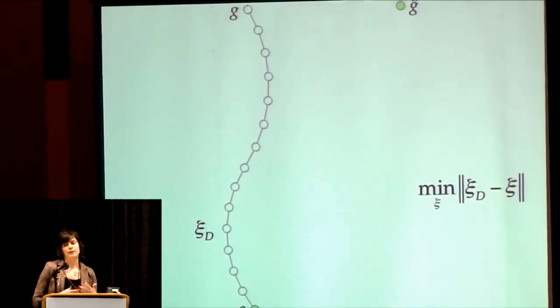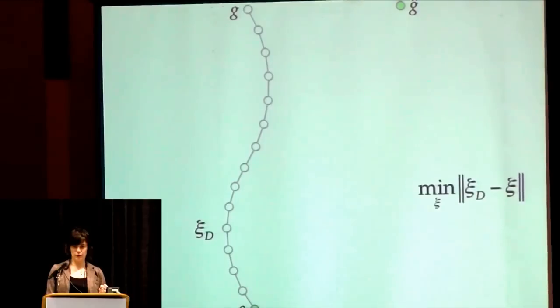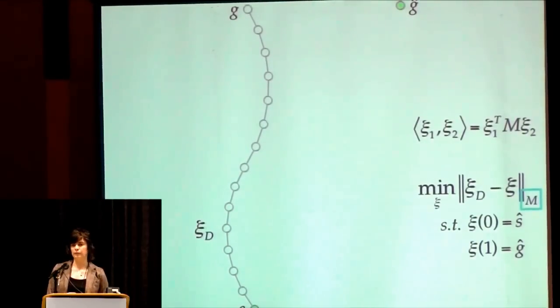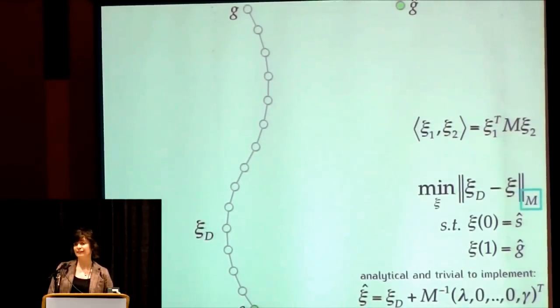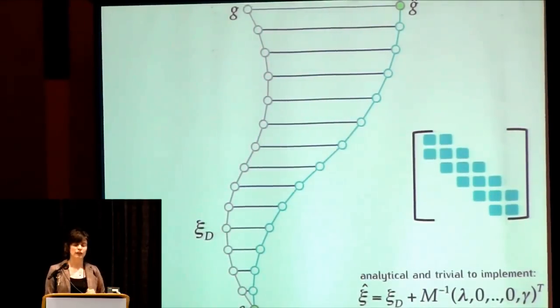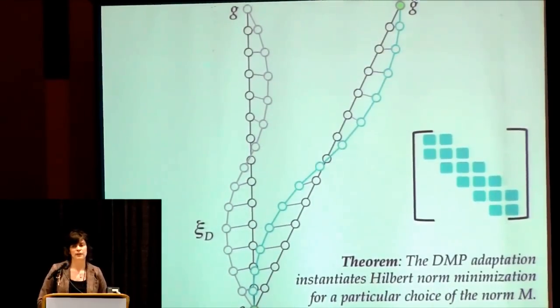Think of adaptation as needing to find the closest trajectory to the demonstration subject to the new endpoint constraints. The only trick here is that the notion of closest is measured by the norm induced by the inner product in the Hilbert space of trajectories. Now this optimization problem has an analytical solution that's trivial to implement. What it basically does is, if the norm M is simply the identity, then you just correct the endpoints. But if the norm has off-diagonal elements, then you start propagating that correction to the rest of the trajectory in various ways. So different norms induce different adaptations. And we were able to prove that the DMP adaptation is really one instance of this. It uses one particular norm.